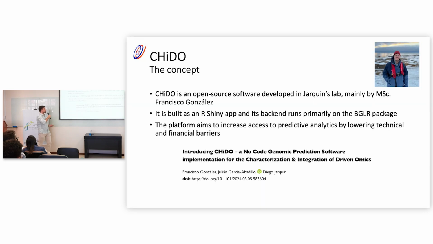Chido is an open source software developed in Diego Harkin's lab by Francisco. He's a Google employee, a real Google employee, but he's also a master's student. It's built in R, it's a Shiny app, but it's running VGLR basically. The idea is to give people access to run this kind of models with omics and cross-validation schemes without having to program. You just have your data, you clean it, and then we run the models, and you can just collect the results.